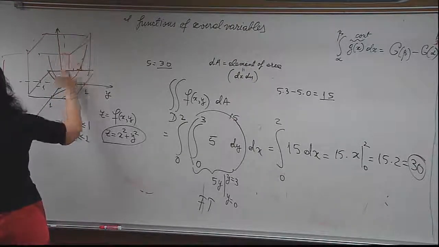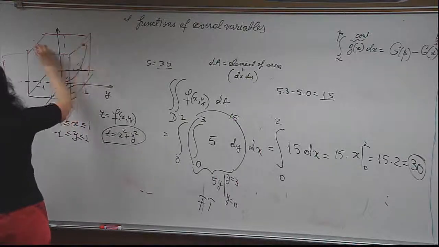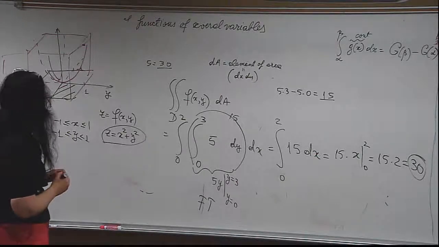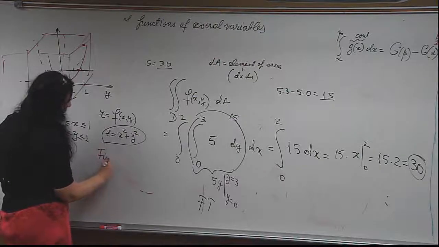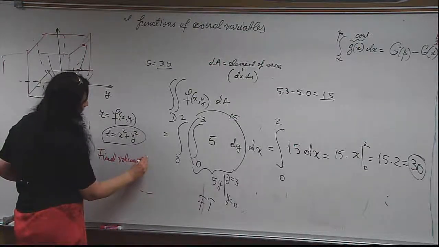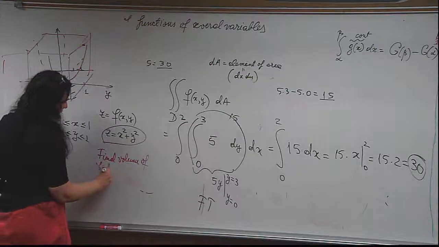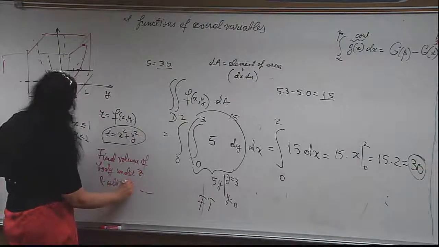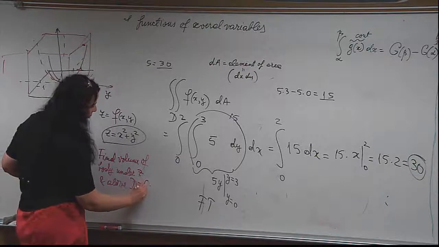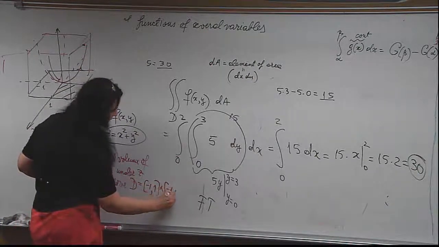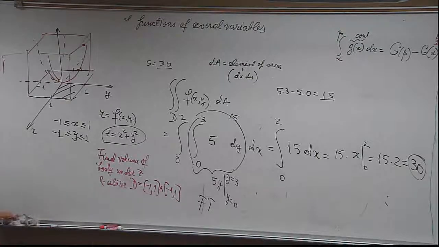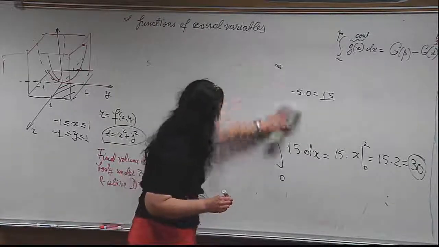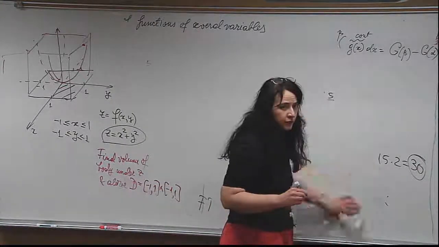Now, I'm asking you, how do I get to the volume? Find the volume of the body under z and above D, which is minus 1, 1, minus 1, 1. It's hard to draw that, right? It's hard to draw. So, what do we do? We start imagining things.